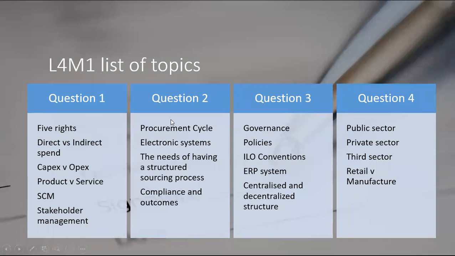The second chapter evolves around the procurement cycle. And besides that, we have different types of electronic systems. Finally, there is a part that I think will be very hard for the students: the need for a structured sourcing process and the relationship between compliance with the process and the outcomes.